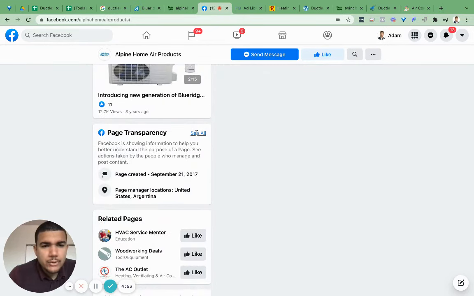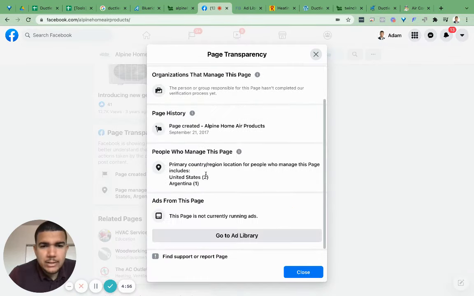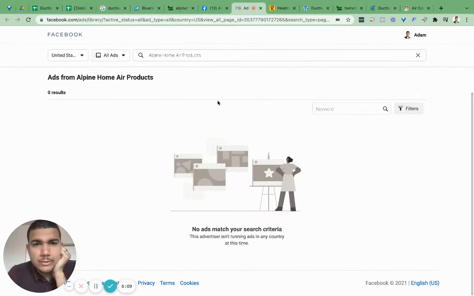So I look through the page transparency. I see that the page was created 4 years ago and it is not running any advertising. So that's a problem, especially if you're an e-commerce brand. You want, again, dynamic remarketing for your Facebook page. Go to the ad library and don't see anything running here.